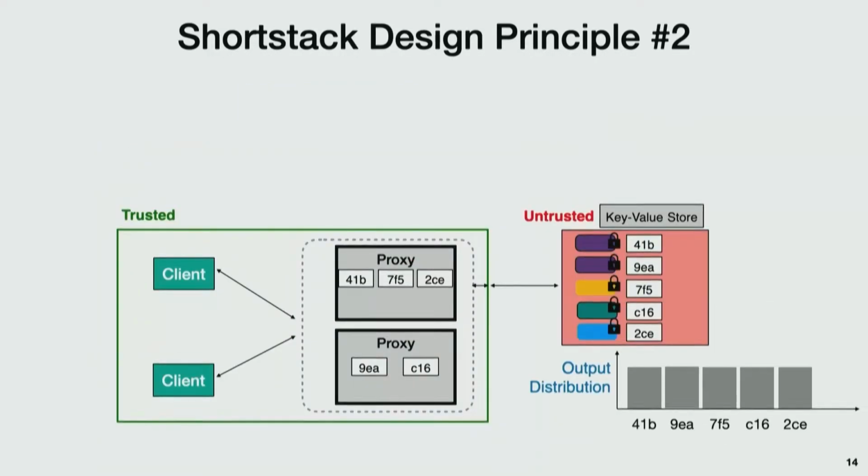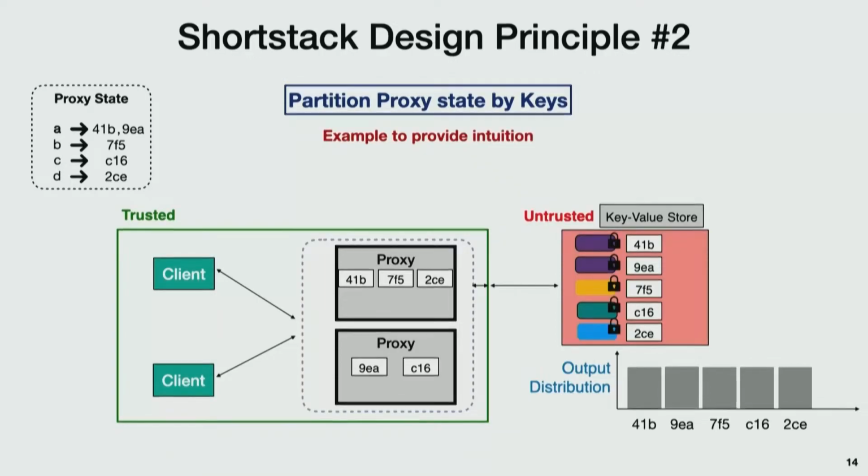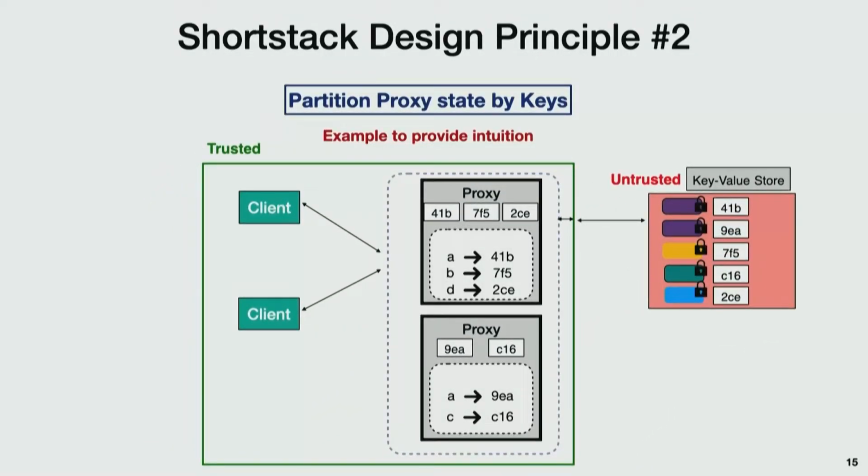Now, coming on to the second design principle, it concerns itself with the state of the proxy. I'm going to give you an intuition by our running example. So consider the proxy state, which maintains the mapping for keys A, B, C, and D and their values. Now, if we were to not partition this state by keys, but say rather by replicas, then you'll have such partitioning. Here you can see that the key A appears in two different partitions. If you do not talk among these partitions, then that would lead to inconsistencies. So you really need expensive synchronization mechanisms.